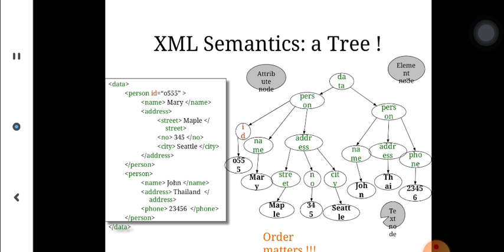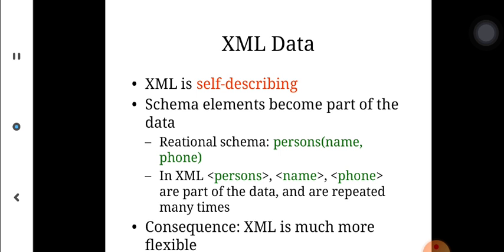XML semantics as a tree is very important for you. Why? Because in our discussions, this is something we always try to understand and evaluate. Given an XML on the left-hand side, you design a tree from that XML, starting from the root node to all the leaves, and interestingly the intermediate nodes are all your elements, and the leaves are data items. You can see all leaves are data items. So XML is self-describing, and it has a schema where elements become part of the data. There is a relational schema like person, name, phone.